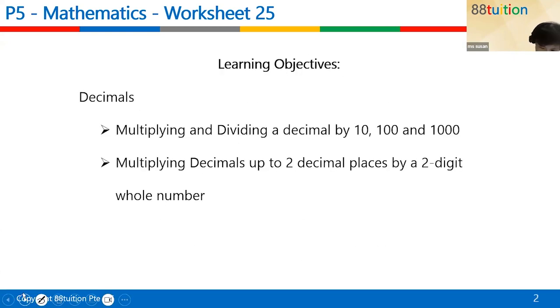Now, the objective for today is how to multiply and divide a decimal. There are only three types that they want to ask: 10, 100, and 1,000. It's either multiply by 10, 100, 1,000, or you divide by 10, 100, 1,000. Multiplying decimals up to 2 decimal places by a 2-digit whole number is also possible. Example, multiply by 20, multiply by 50, multiply by 60, etc.